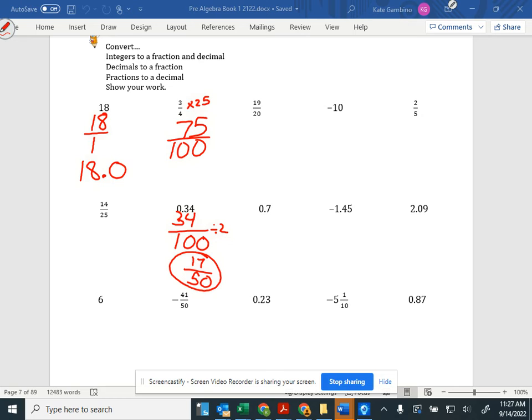Just a little housekeeping. Circle your final answers so you know. When you have a bunch of numbers, circle the final one so you know which one to look at when we're correcting. On a test, circle your final answer so I know where to look when I'm correcting.